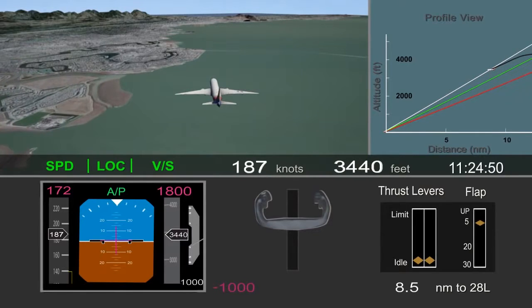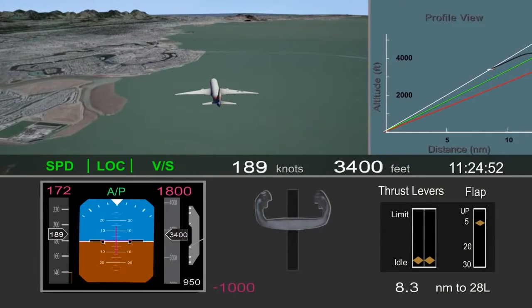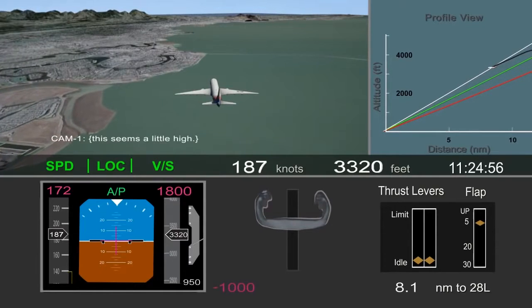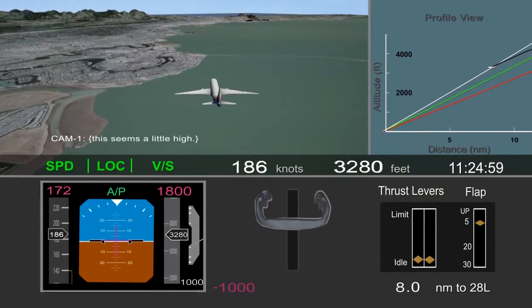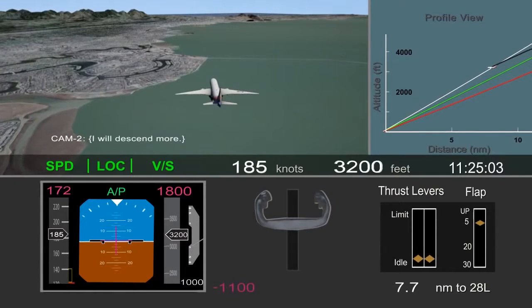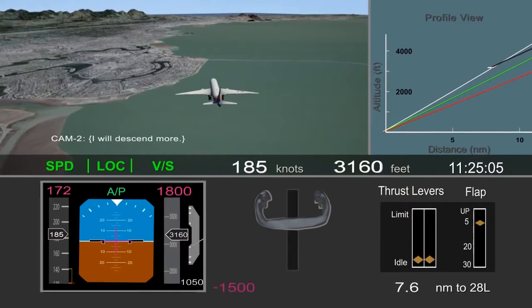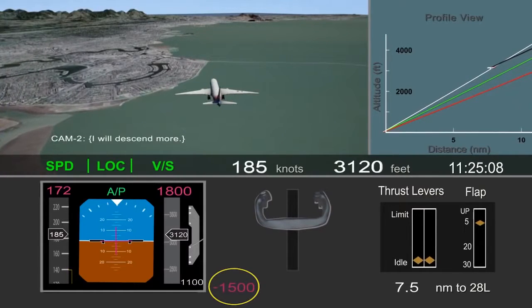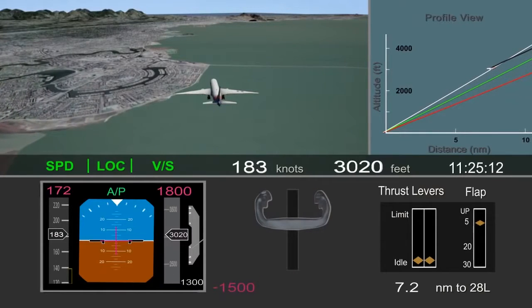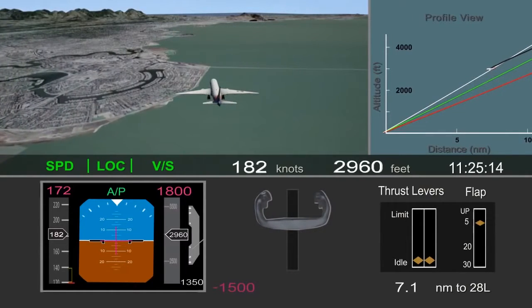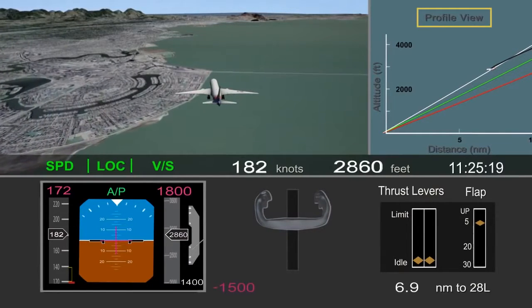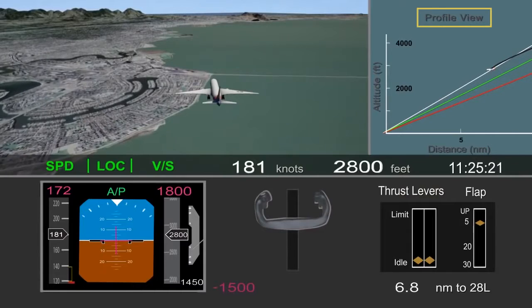As the animation begins, the landing gear was extended, and the pilot monitoring remarked that they were a little high. The pilot flying said he would descend more and selected 1,500 feet per minute descent rate in the autopilot. As you can see in the profile view, this did begin to bring the airplane back toward the desired glide path.